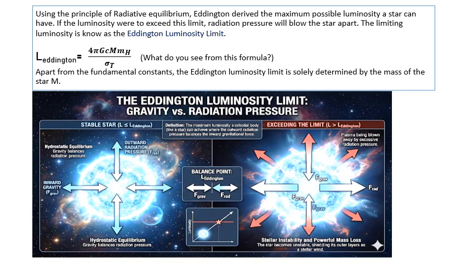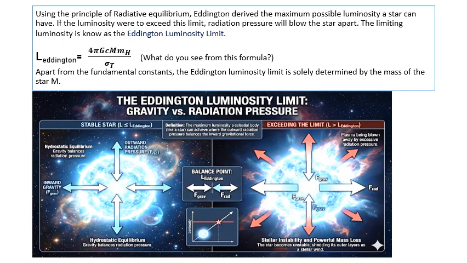So using the principles of this radiative equilibrium, Eddington derived the maximum possible luminosity a star can have, which we will say to be the Eddington limit, the Eddington luminosity limit, which is equal to, as we have already seen, 4 pi GcM divided by the mass absorption coefficient, or the opacity of the star, is equal to 4 pi GcM times the mass of the proton divided by the Thomson scattering constant.